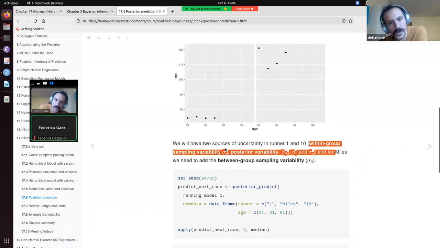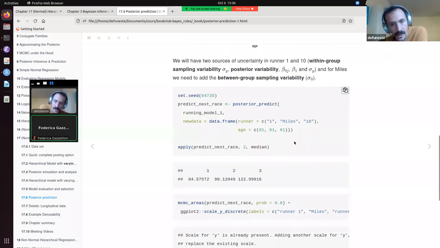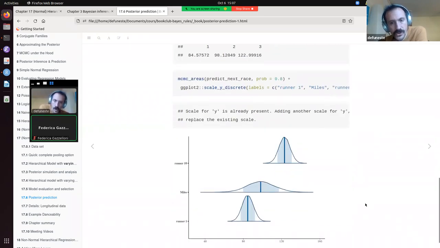So we just need to know the within-group sampling variabilities and the posterior variabilities for our parameters. But for the author, where we do not have previous data, we need to add the variability between groups. Because we do not have data, we need to add this source of variability. After that, we are just doing the same as in the previous chapter, except the model is a bit more complicated. And obviously the author has a flatter prediction, since we do not know too much. The results can be more spread than for the case where we have more information.